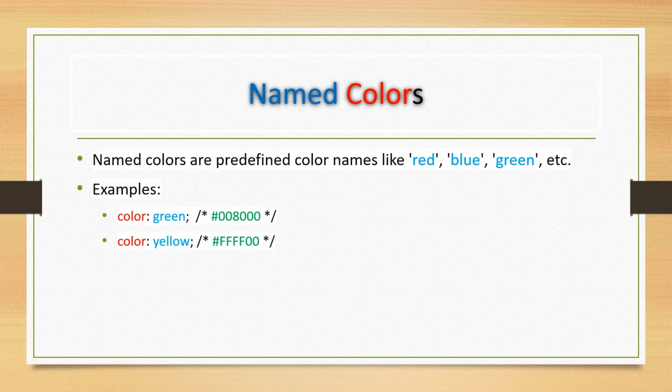Named colors. Named colors are predefined color names like red, blue, green, etc. Examples: color: green; or #008000. Color: yellow; or #FFFF00.